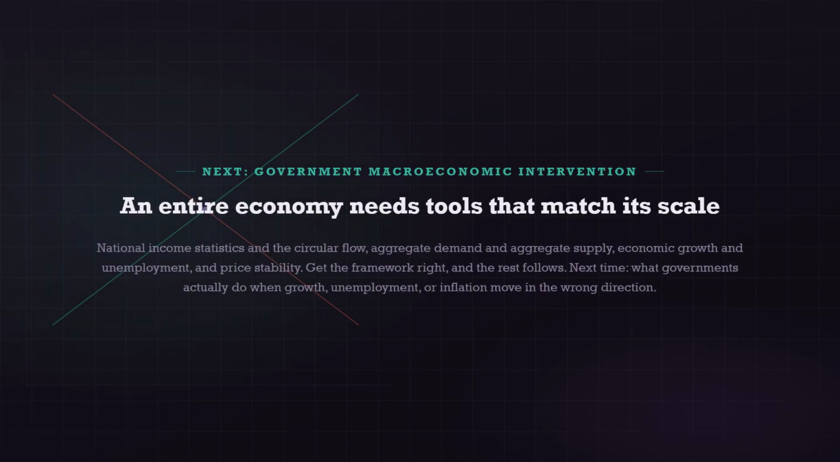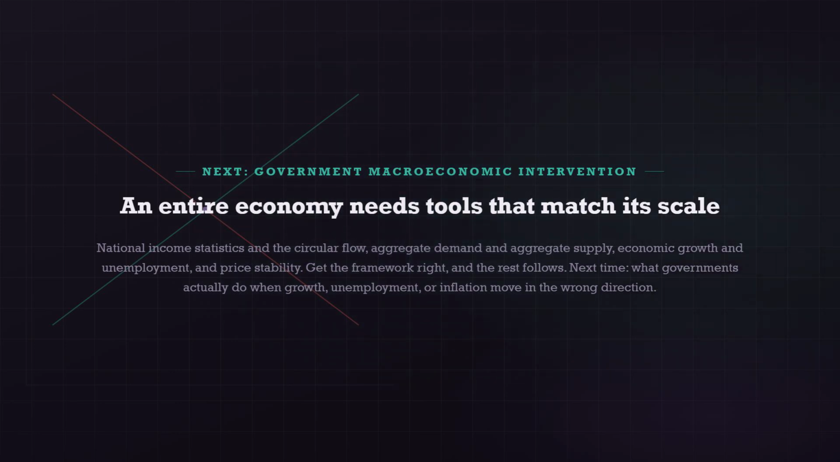Four topics: national income statistics and the circular flow, aggregate demand and aggregate supply, economic growth and unemployment, and price stability. Notice the thread running through today's mistakes. An entire economy behaves differently from a single market, and the tools for describing it, the right diagram, the right curve, the right side of a calculation, have to match that scale. Get the framework right, and the rest follows.